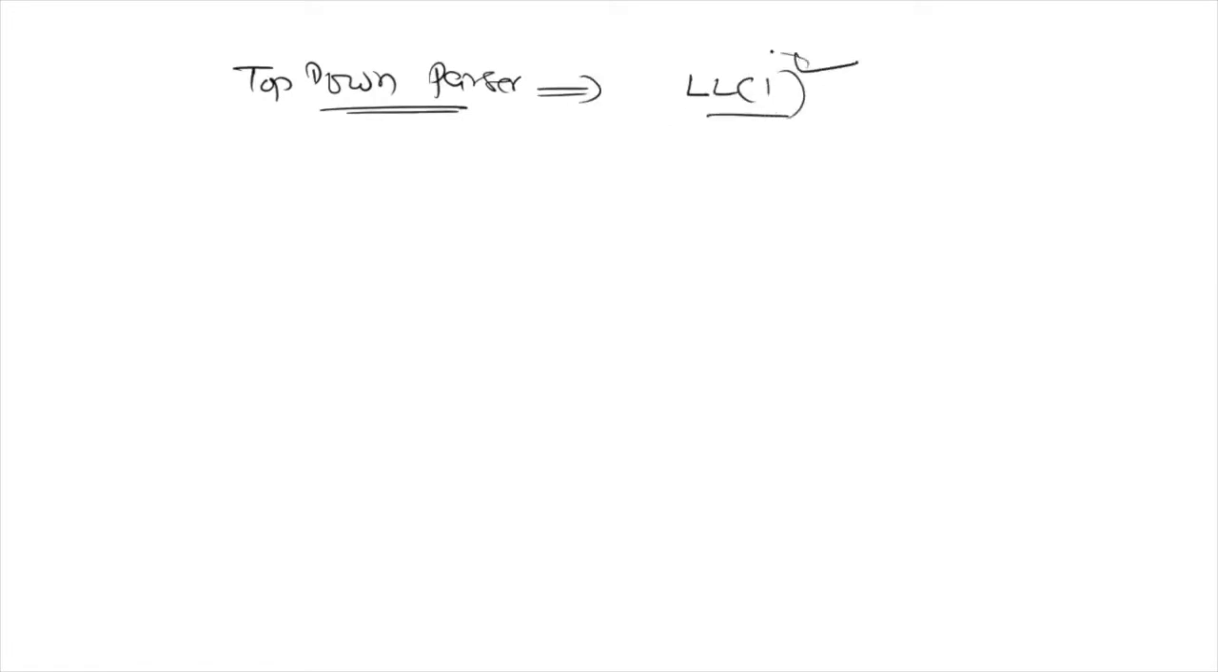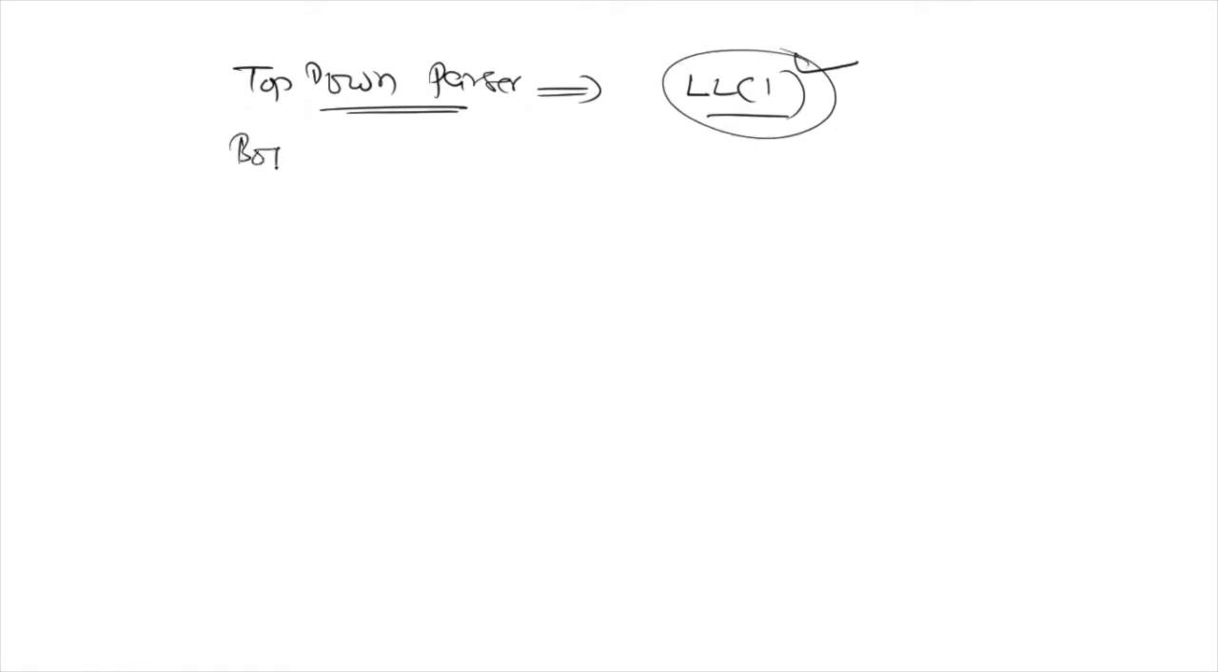Two types of parser we have. One is top down parser, another is bottom up parser. So now we will discuss all these possible parsers. First we will see a top down parser, and in the top down parser actually there are different parsers that are possible, but we will study something called LL1. This is the most popular top down parser that we have.